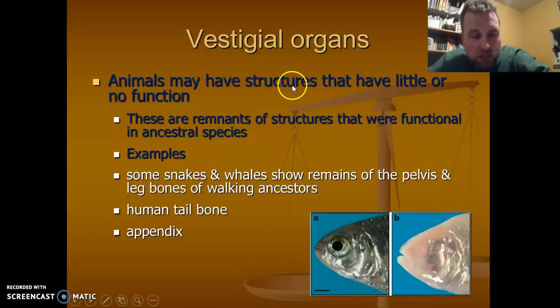Vestigial organs are structures that we still have, but they don't have the same function that they originally did because we've evolved away from our ancient ancestors. So we don't use that anymore. So notes.